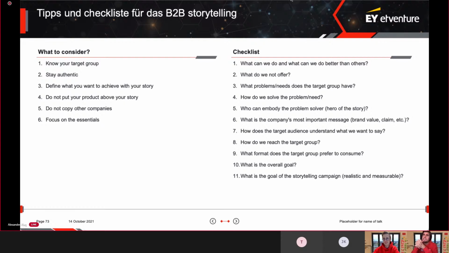What problems and needs does the target group have? How do we solve the problem or need? Who can embody the problem solver, the hero of the story? What is the company's most important message, brand, value, claim, etc.? Good design can also help to have good marketing and good storytelling. How does the target audience understand what we want to say? How do we reach the target group? What format does the target group prefer to consume? What is the overall goal of the storytelling campaign, realistic and measurable?